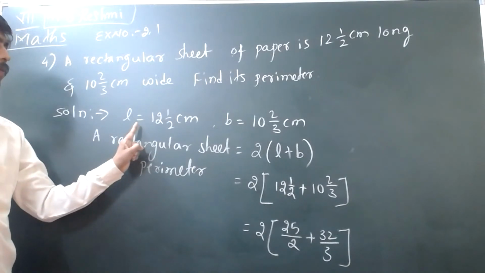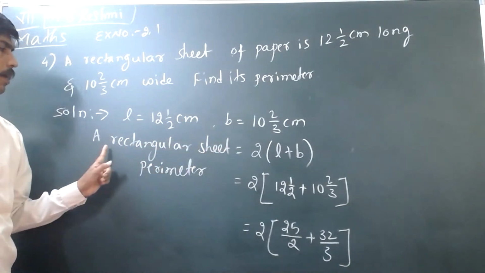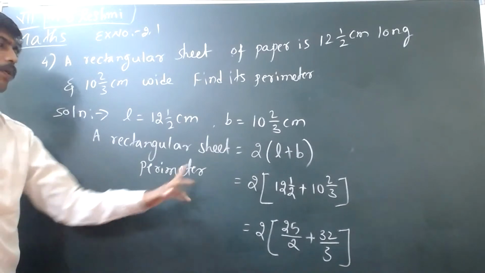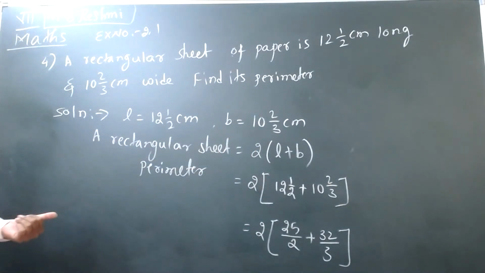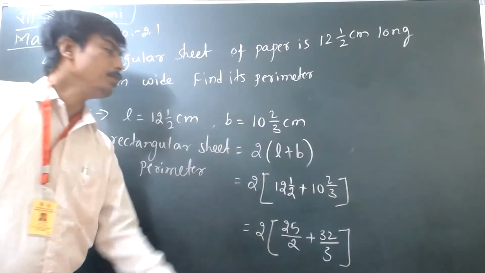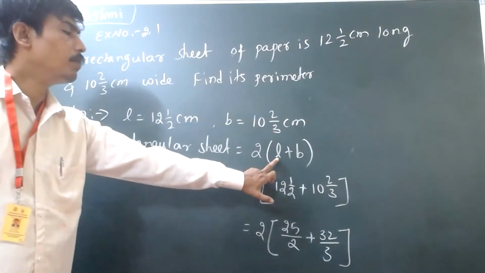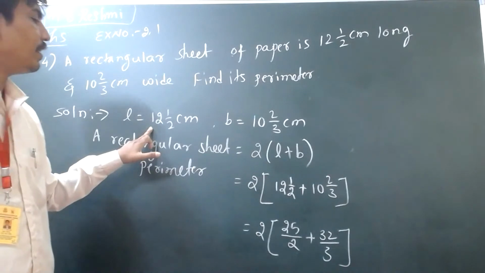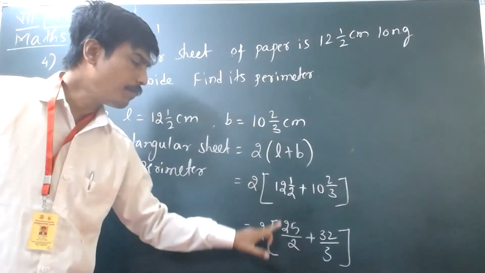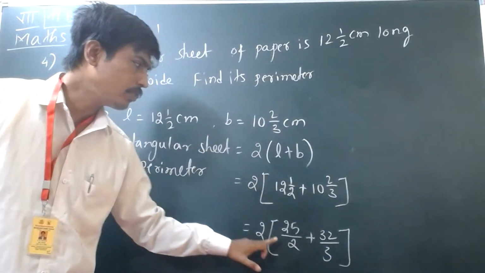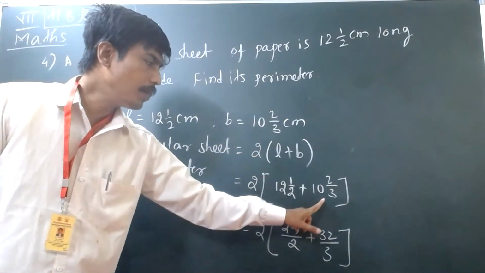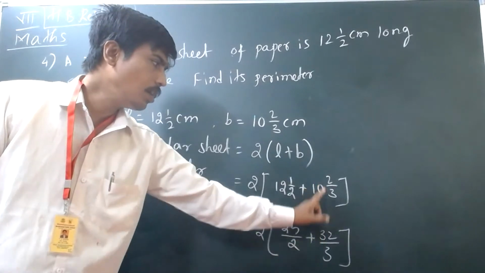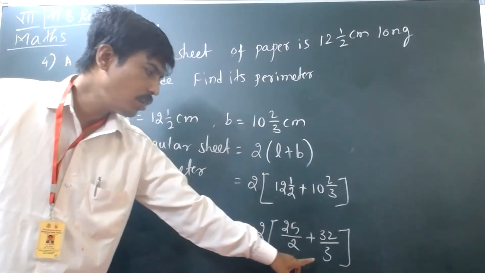They have given the L value and they have given the B value. Rectangular sheet, perimeter formula, 2 times (L plus B). We'll take 2 outside, and we get 2 into (L plus B). Already we know the L value. What is the L value? 12 integer 1 by 2. It is a mixed fraction, convert it into an improper fraction. Similarly, we have the B value, 10 integer 2 by 3. If you convert it, 10 threes are 30, 30 plus 2, 32 divided by 3.